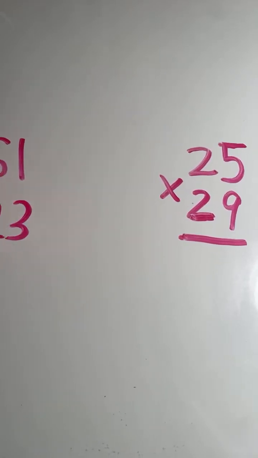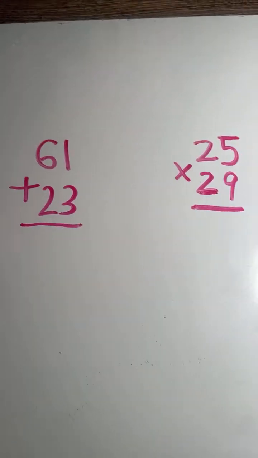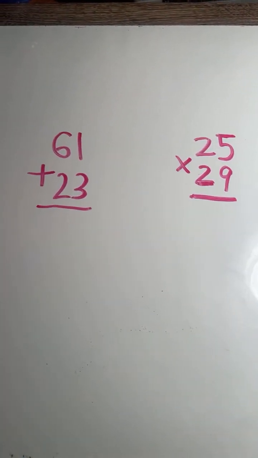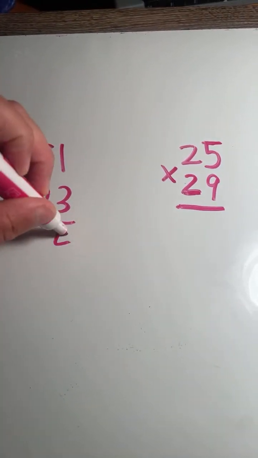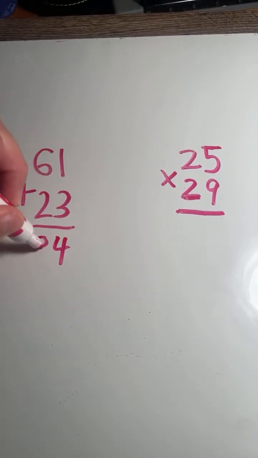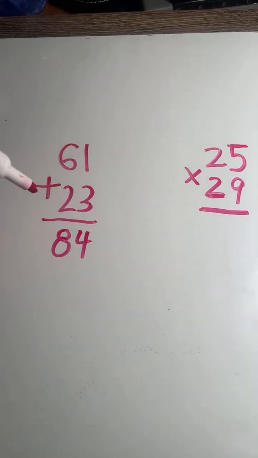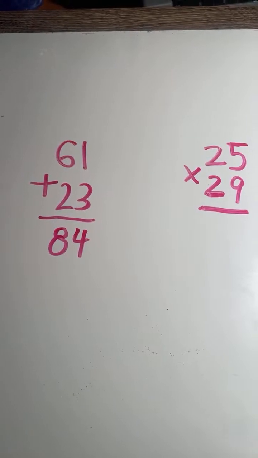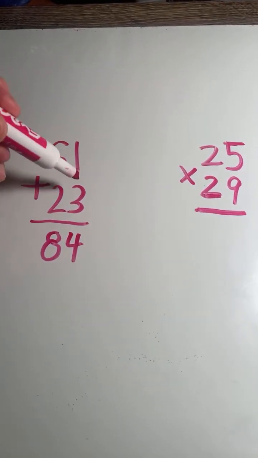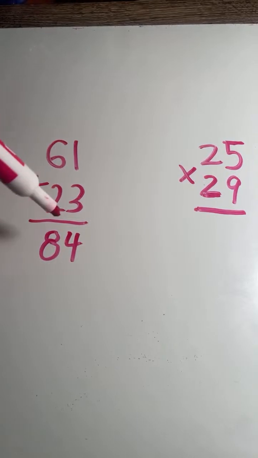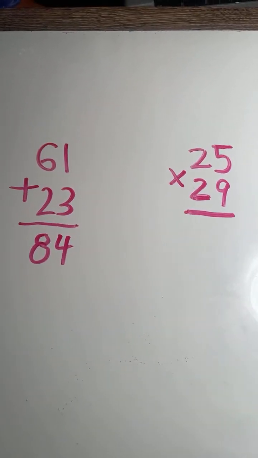All right, 61 plus 23. So 1 plus 3 equals 4. 6 plus 2 equals 8, and our answer is 84. Now notice I did not need to regroup there because the sum was less than 10. Anytime the sum is 9 or less, regrouping is not needed.